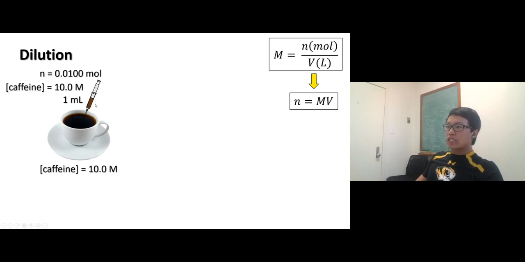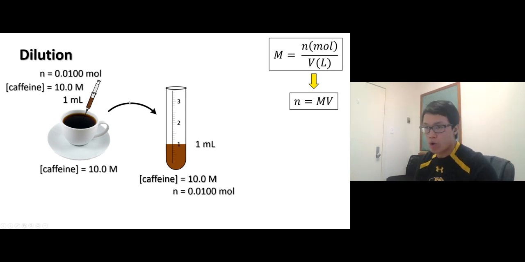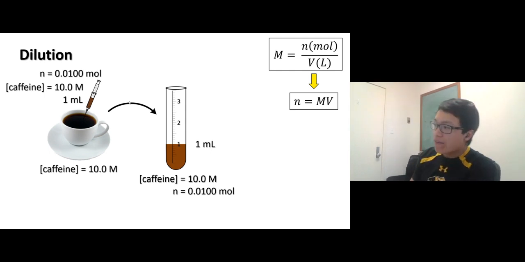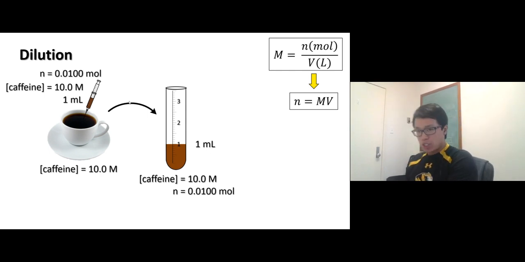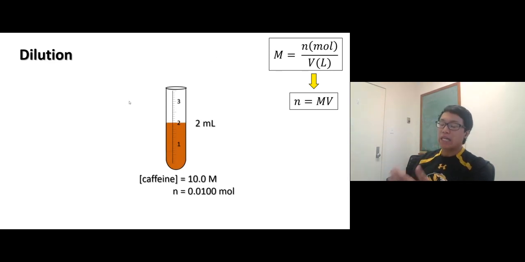And then I'm going to transfer this 1 milliliter solution into a test tube. There we go. So we get 1 milliliter there. What is the concentration of caffeine in this solution in the test tube? Still 10 molar. What we just used from the syringe, we just transferred. Haven't done anything. The amount of moles of caffeine is still the same, 0.0100 mole. Now, if I add water to this test tube, up to 2 milliliter, basically I add just 1 milliliter of water, what is the concentration of caffeine in this new solution?